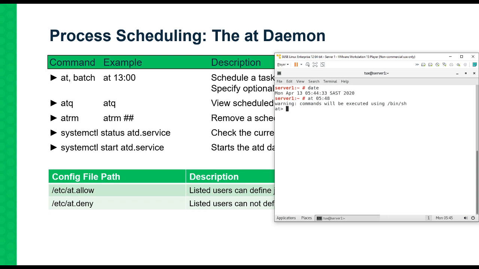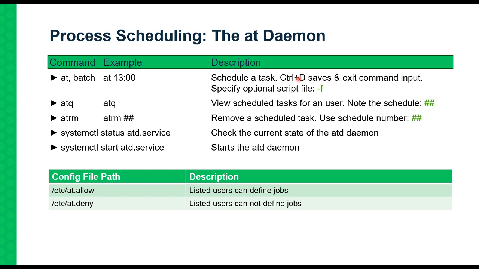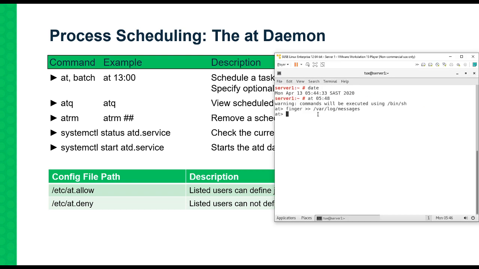Okay, so now we can add detail to that, and let's run a finger command, and we output that to our /var/log/messages. You need to type this out. Messages. So this will put whoever is logged onto the system into that file, which is our log file. We hit enter, and we press, can you remember which one it was? Control D to save our input. So we press Control D to save, and now it's set.